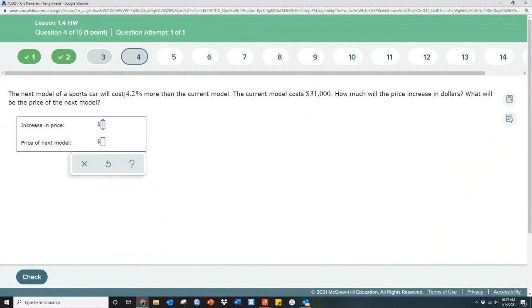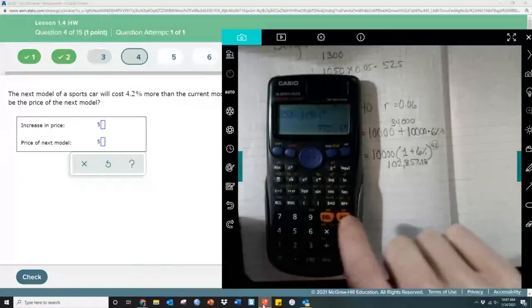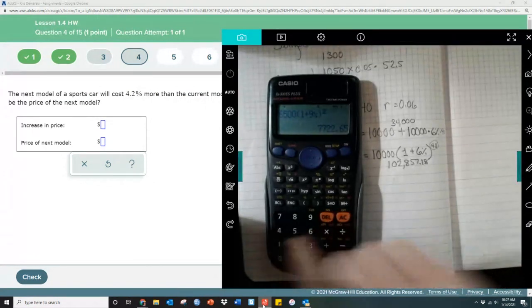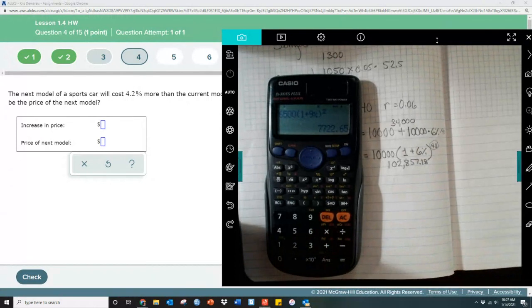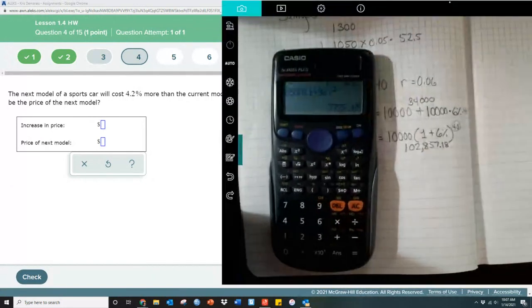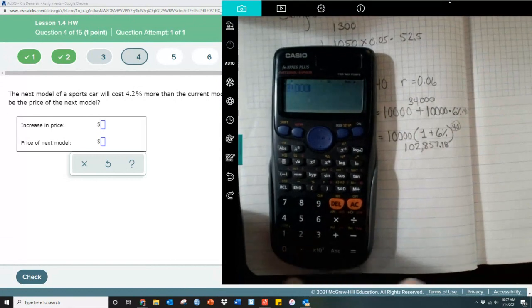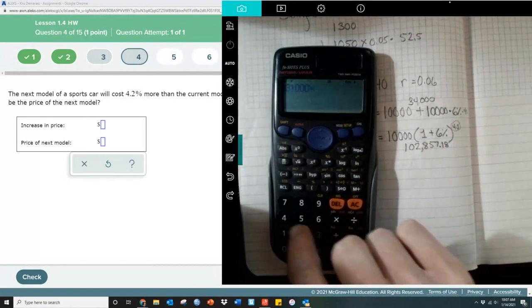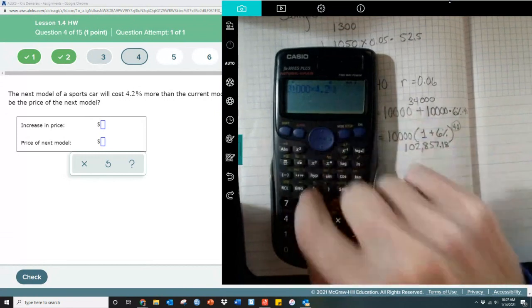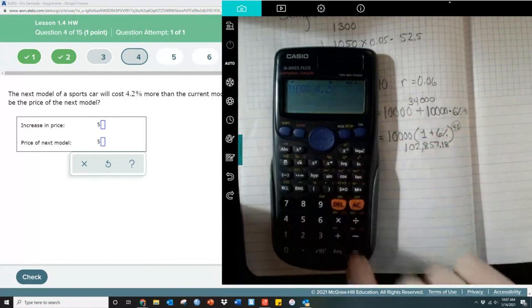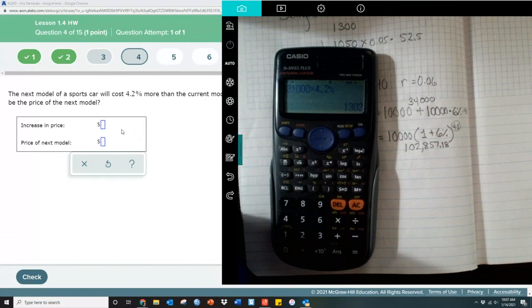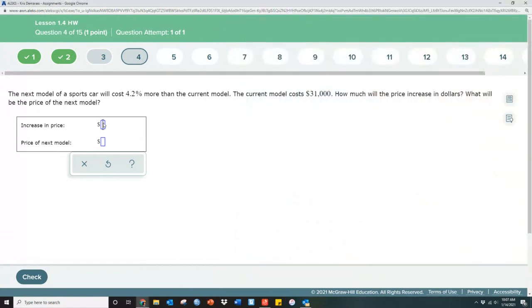Now it says the next model of sports car will cost 4.2% more than the current model. The current model is $31,000. How much will the price increase in dollars? So this is nothing more than taking the value of the car, which is right now $31,000, and multiplying that by 4.2%. Notice how I'm using the percent key all the time. So the price will increase 1302.